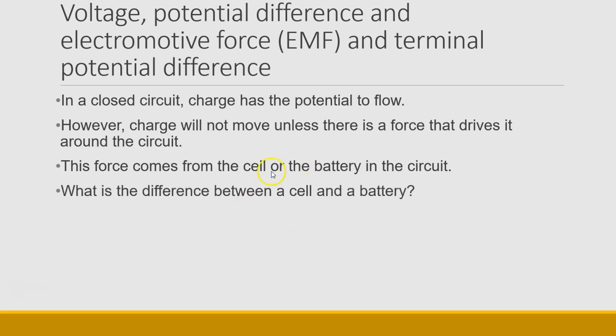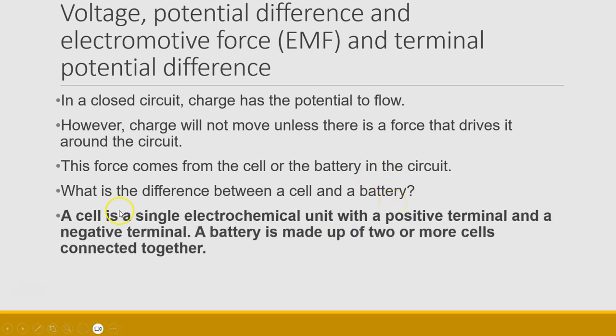What is the difference between a cell and a battery? Well, as already mentioned, a cell is a single electrochemical unit, and a single electrochemical unit has a positive terminal and a negative terminal, while a battery is made up of two or more cells that are connected together and they work together. So if you have a battery made up of two cells, then each cell will have its own positive and negative terminal.